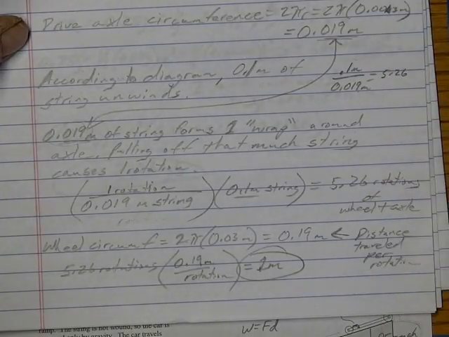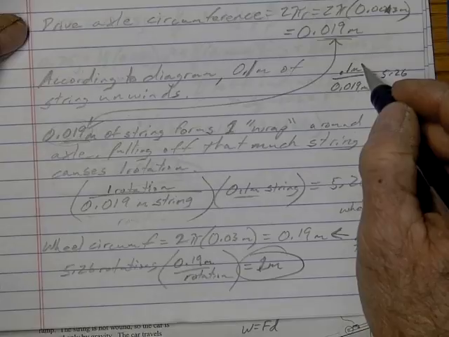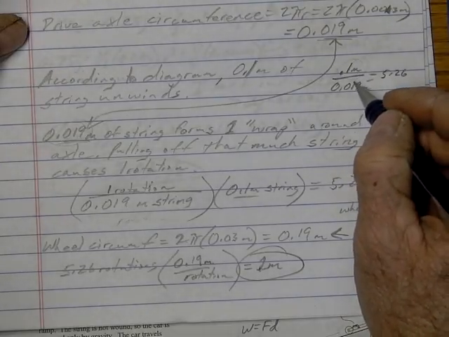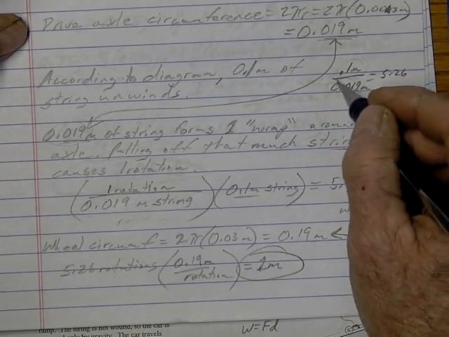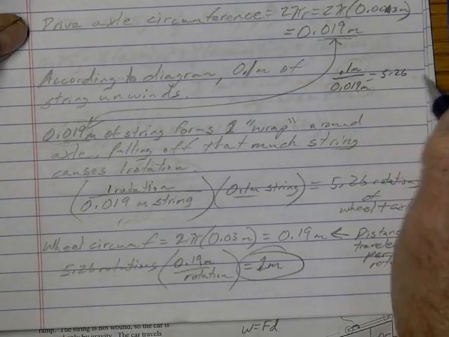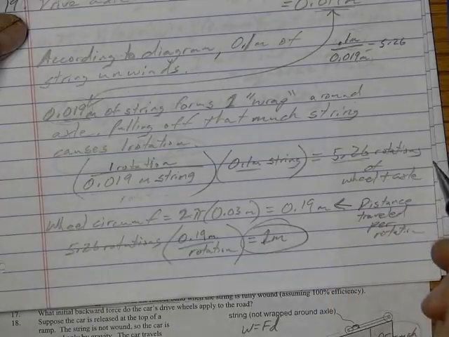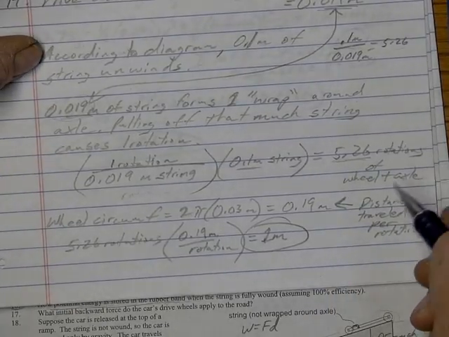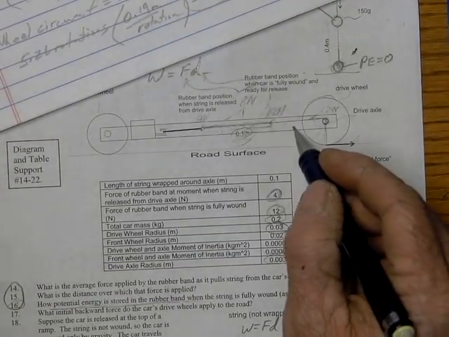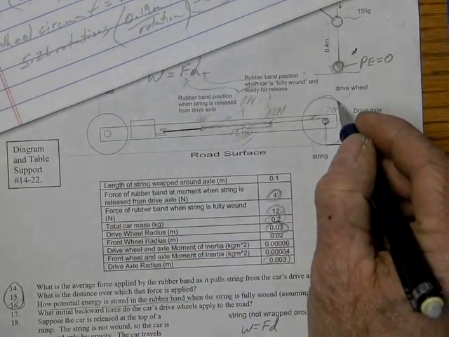Basically though, I think the more common sense thing is to take the total length of string and then divide it by the length of string for one rotation. That gives you the total number of rotations. Once you know that the wheels rotate that many times, then you need to see what's that going to translate into in movement of the car.